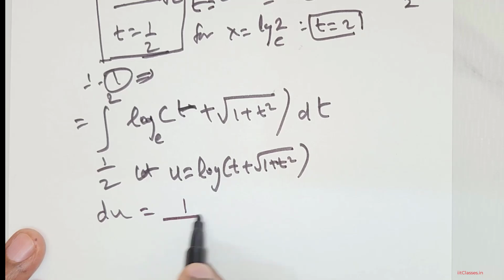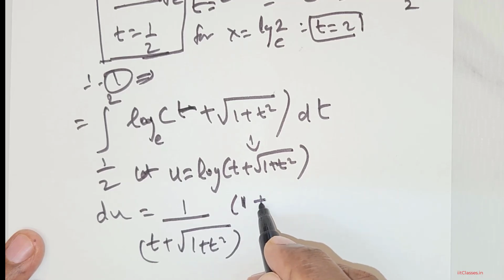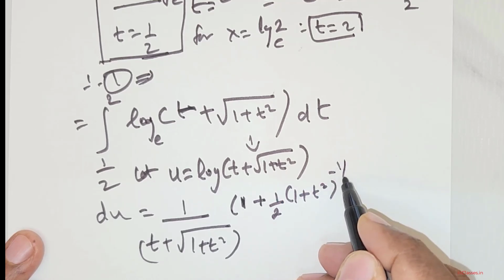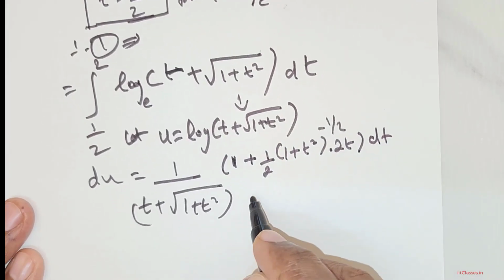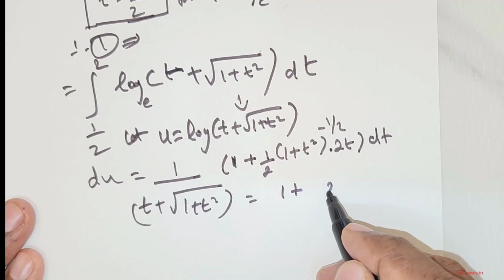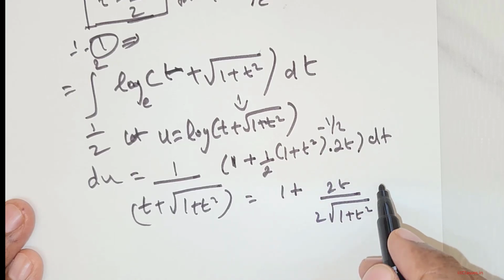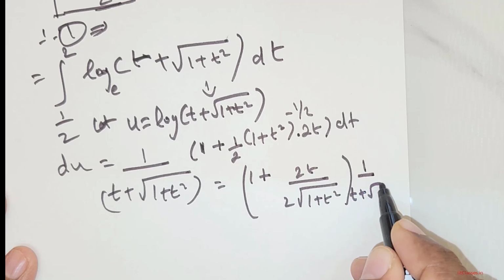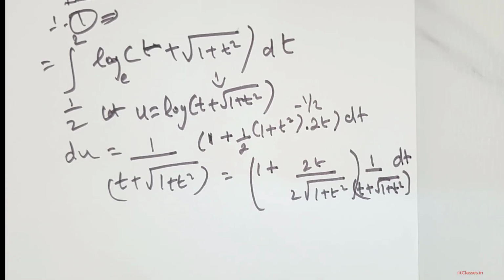So you differentiate this, you get 1 over t plus root of 1 plus t squared multiplied with the differentiation of this quantity. So this is going to give me 1 plus differentiation of root of 1 plus t squared. That's going to be 1 over 2 times 1 plus t squared raised to the power of negative 1 over 2 multiplied with the differentiation of t squared, which is going to be 2t times dt. So this can be further rewritten as 1 plus 2 times t. I can push this down, so this is going to be root of 1 plus t squared. There's already a 2 there, you can write that 2. Now this is product multiplied with 1 over t plus square root of 1 plus t squared times dt, right?